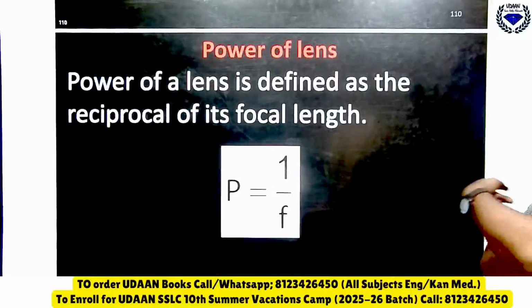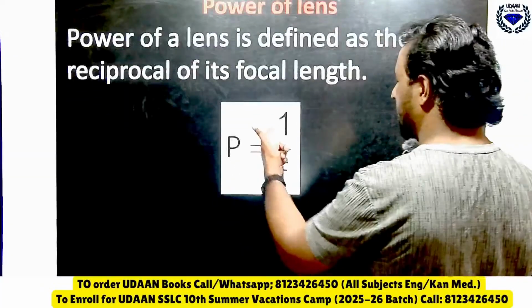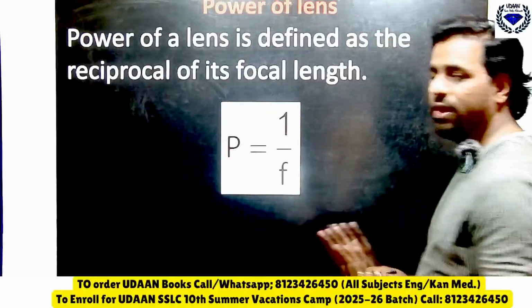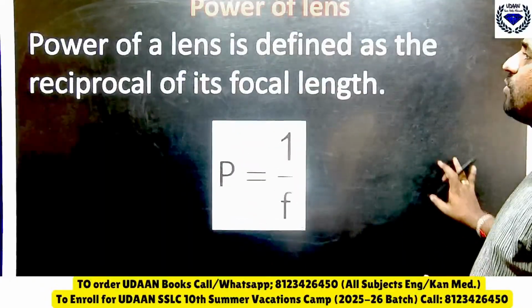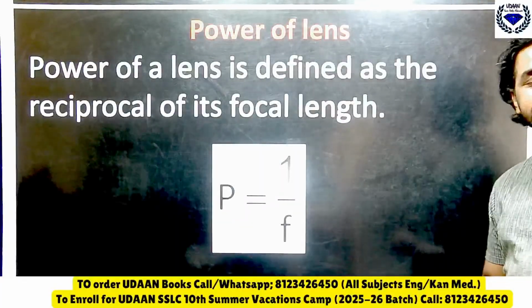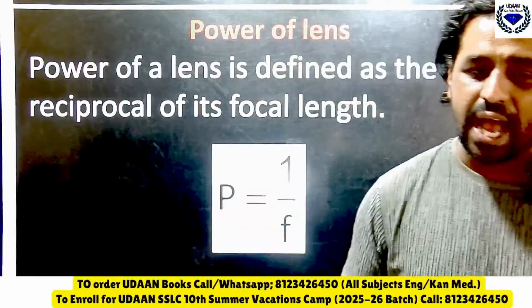Now power of lens. Power of lens is defined as the reciprocal of focal length. So reciprocal of focal length, P is equal to 1 upon f. One question from power of lens is fixed. So if they ask for the definition, what is power of lens, power of lens is defined as the reciprocal of focal length. If you write this, it is enough, okay.